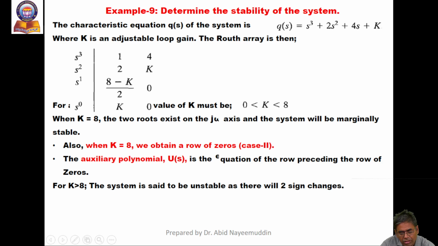All the elements in the first column must be positive, so k is greater than 0, and 8 minus k by 2 is greater than 0, so k is less than 8. Then the stability condition is 0 less than k less than 8. Only then is the system stable.